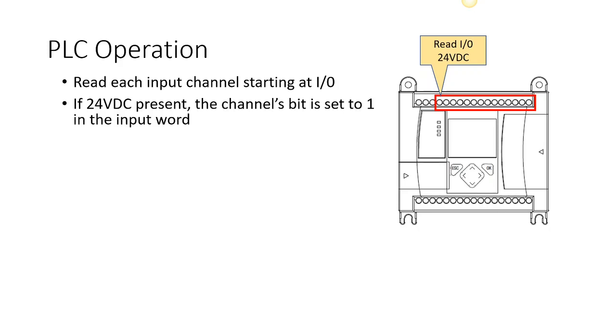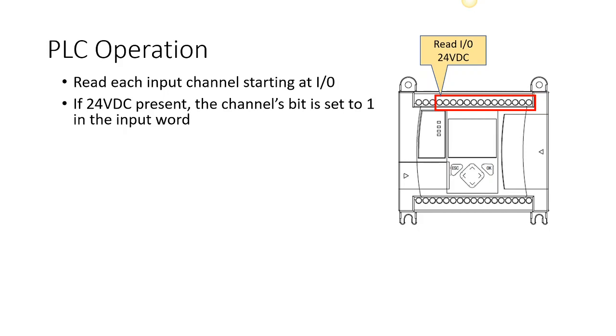If 24 volts is present, the channel's bit is set to 1 in the input word. So I'm using a new term there, the term bit. A bit is just a number. It has one position, and in this case it's a discrete bit, which means it has only two states, and its two states are either 0 or 1. Okay, so that is kind of our definition of a bit. When we study binary numbers, we're going to get into those terms a little bit more.